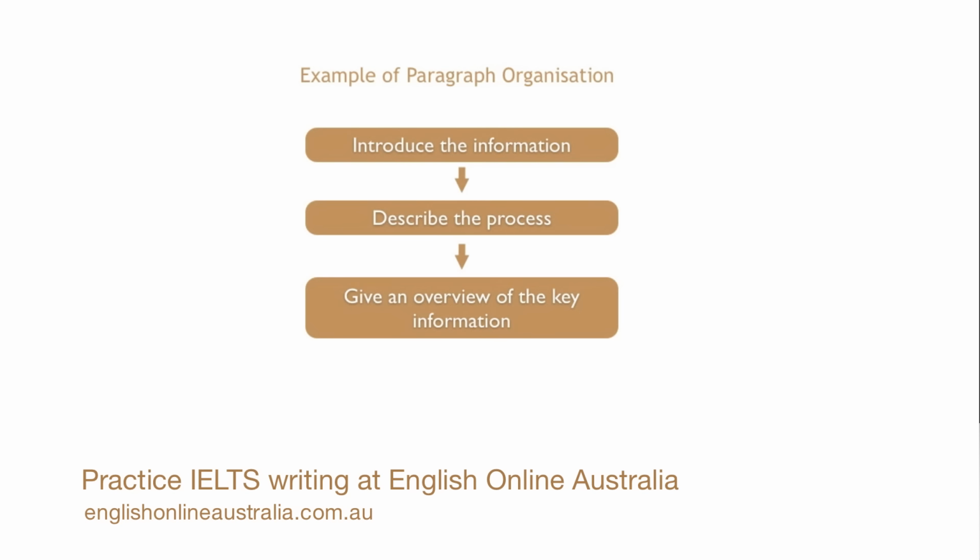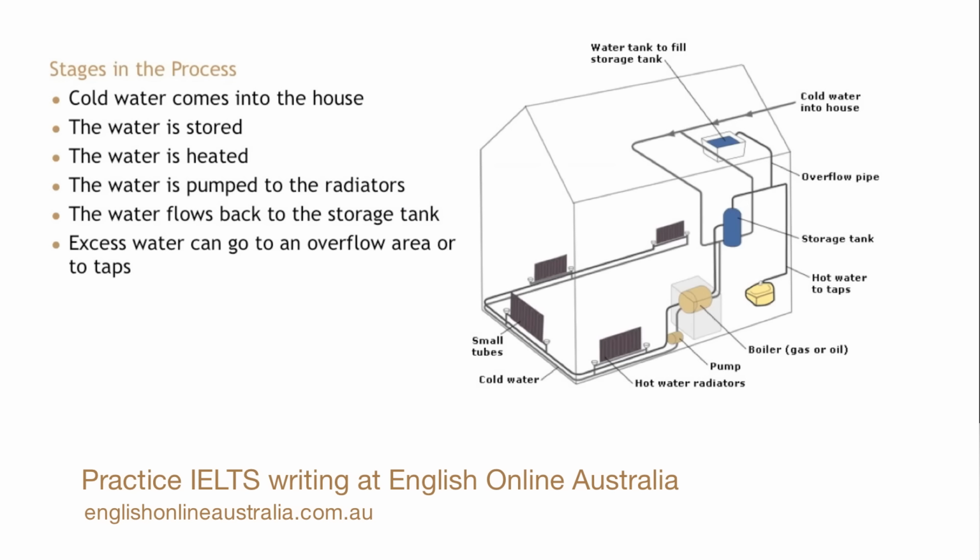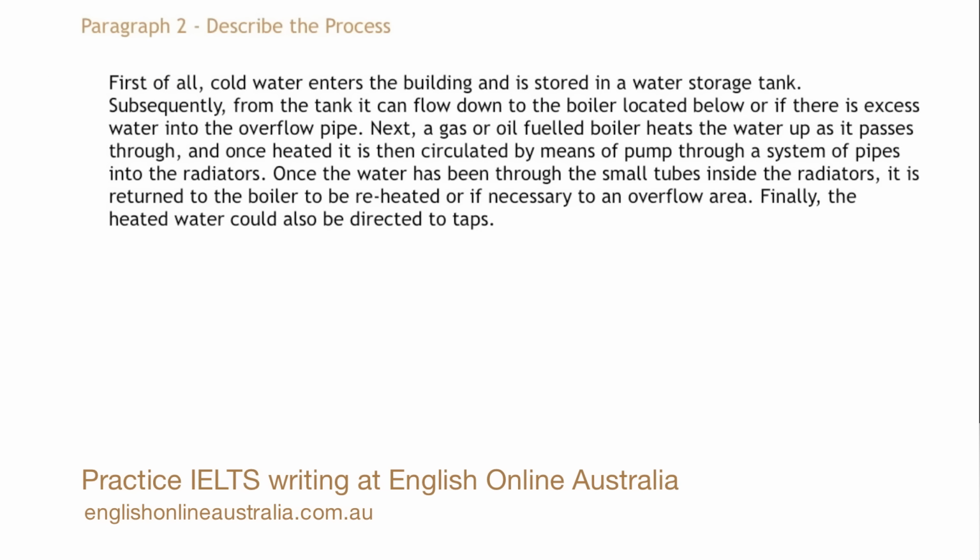Then we want to describe the process. So again, we've got all those stages which we looked at before. We want to put that together into a well-constructed paragraph. So let's look at an example of how we could do that. So in this paragraph, we've put the information together. We want to see why it's good based on the writing criteria. So to begin with, we have the opening sentence.